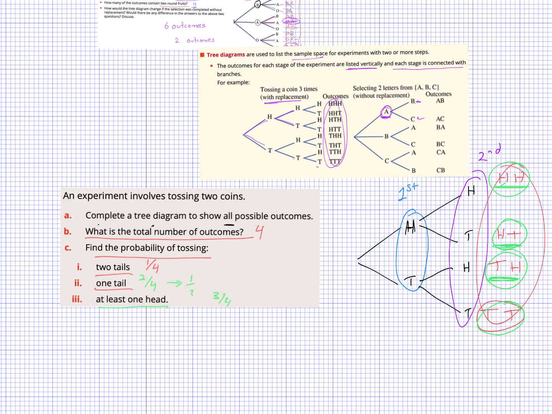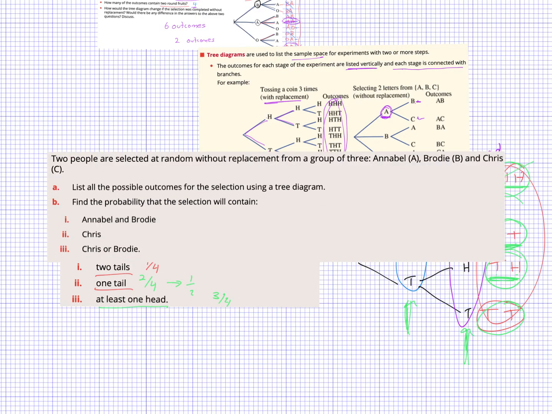All right, so there's an example of how to draw it. We split it up into either first round, second round, or first step, second step. If there was a third step, we'd continue on past the end there. This is why tree diagrams are good for multi-step probabilities.